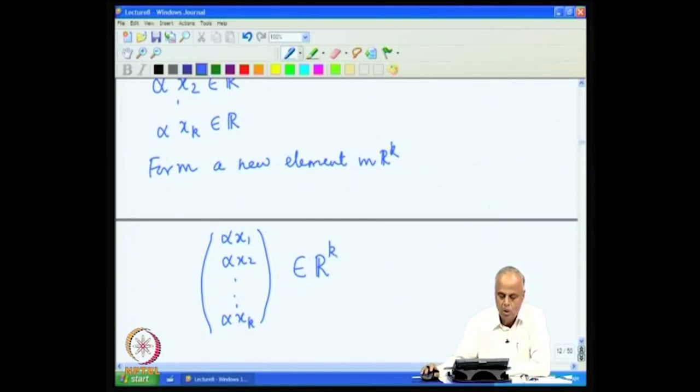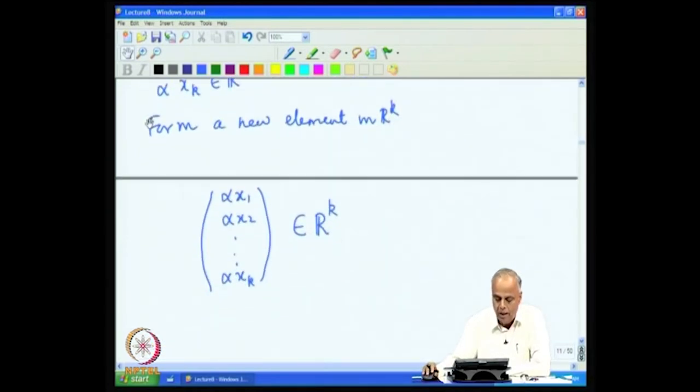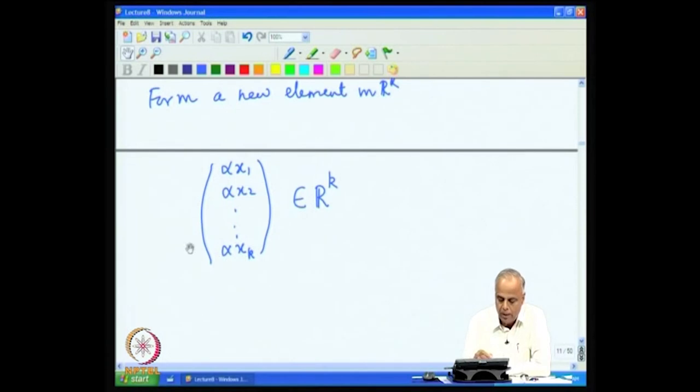So, starting with the element x in Rk, we took a real number alpha. We combined the real number alpha and the element x in Rk. So, we are now combining a real number with an Rk element. We have combined a real number alpha and an Rk element and produced an element in Rk. This process is what is called scalar multiplication. So, we define this as alpha x. This is the definition.